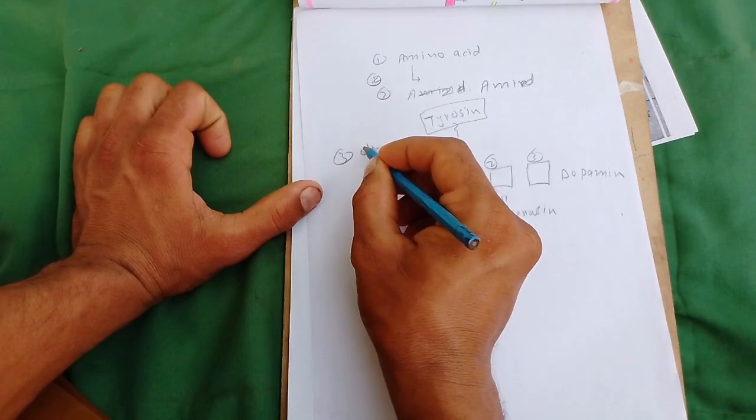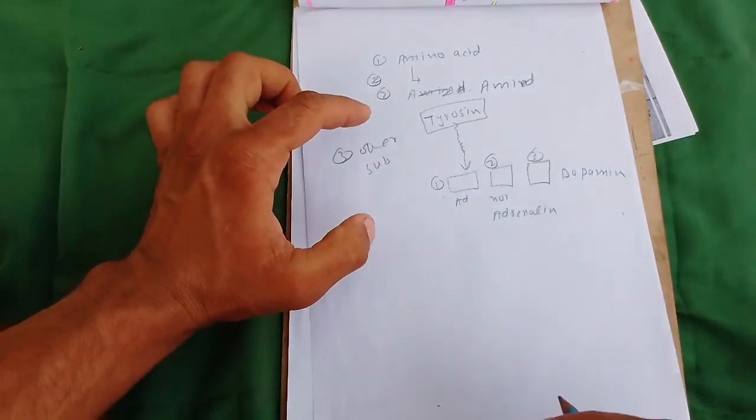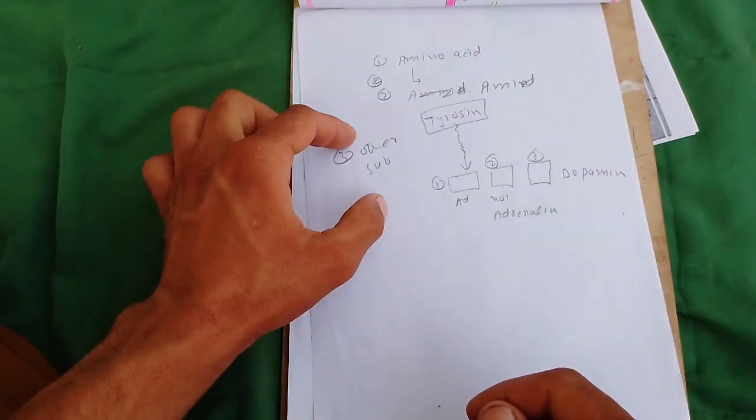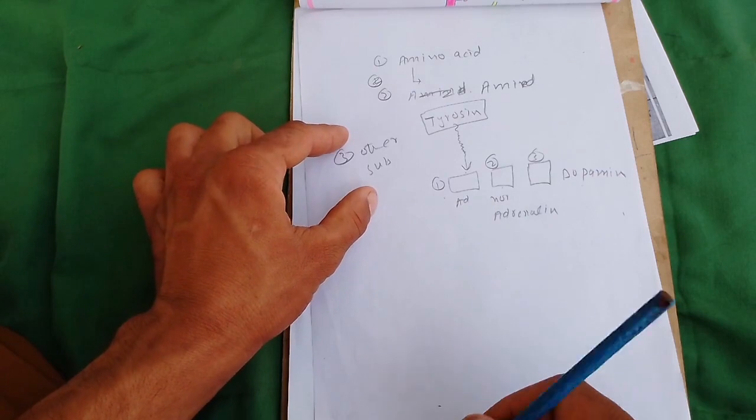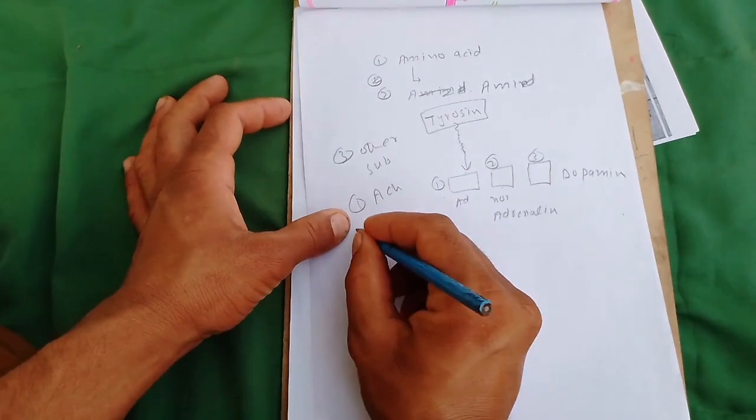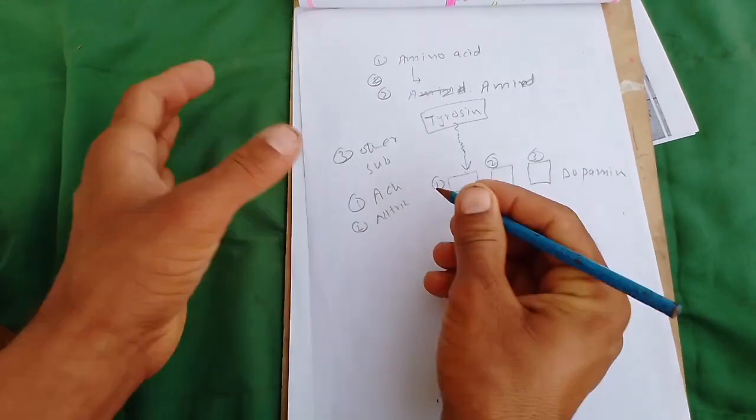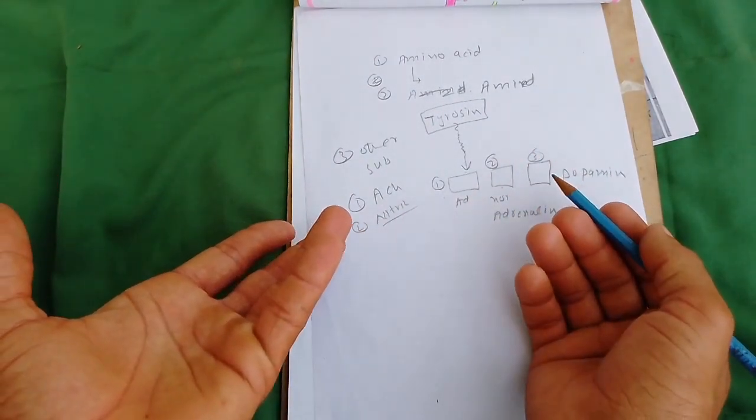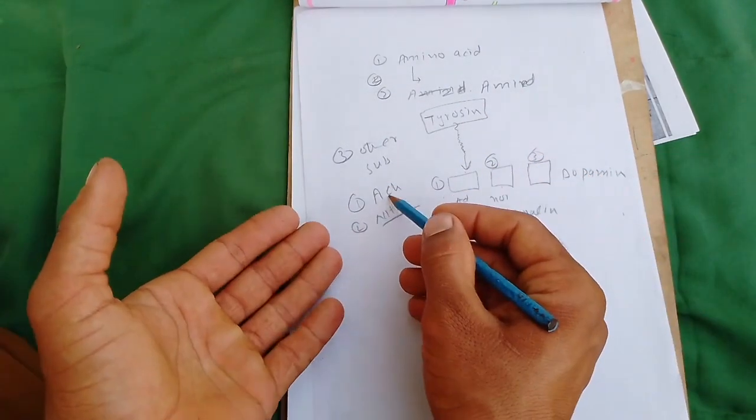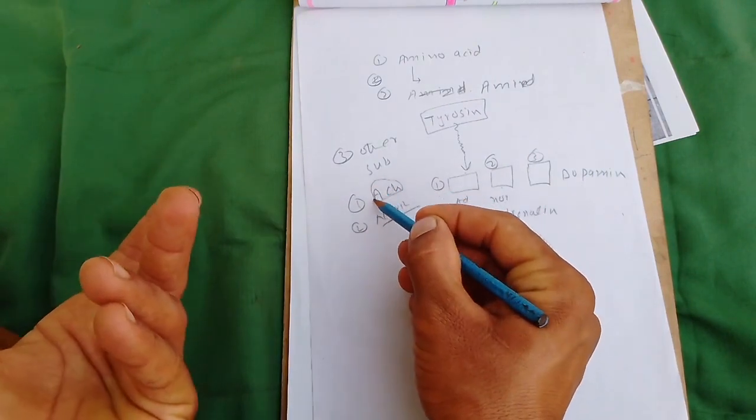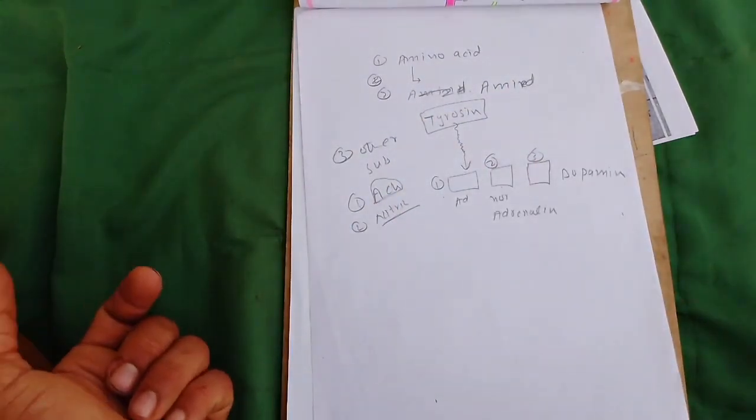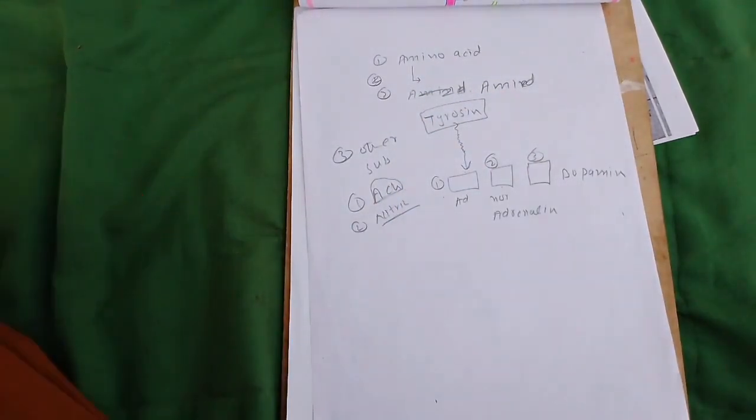The third class is other substances. These are substances which are neither amino acids nor amides, but a mixture. Suppose acetylcholine, ACh, and nitric oxide. Nitric oxide is a gas, a gaseous neurotransmitter, while acetylcholine is also a neurotransmitter which is neither an amino acid nor an amide. Okay, so these are the natures of the neurotransmitters.